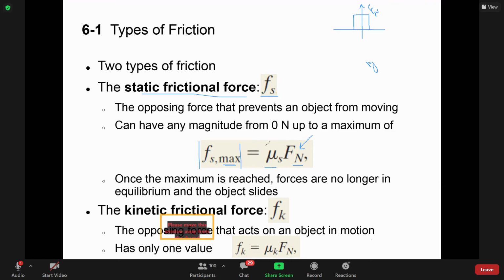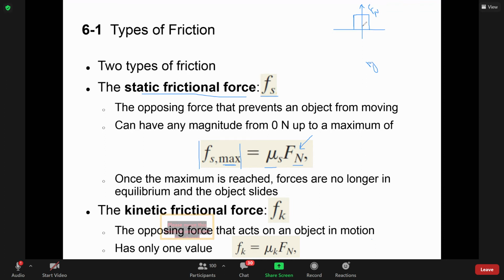Here it tells me Fs maximum involves a coefficient called the coefficient of static friction, µs, less than 1, and it depends on the roughness of the two surfaces. It has nothing to do with the question, only with the nature of the floor and the box. And Fn is the normal force. By the way, is Fn constant, or can we change it? Fn changes. How does it change? According to the question, and I'll show you.